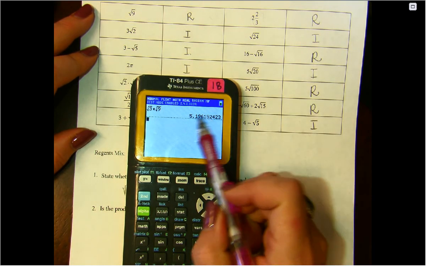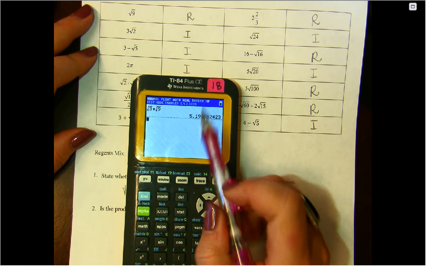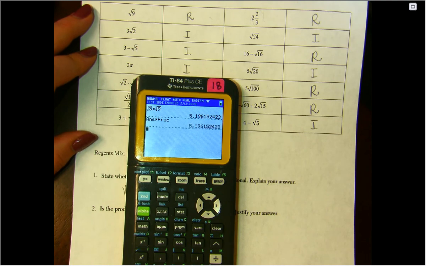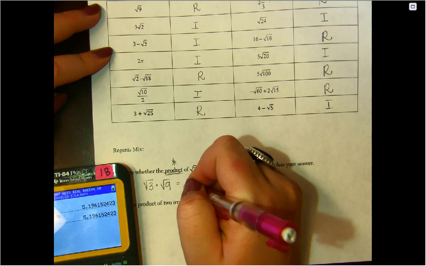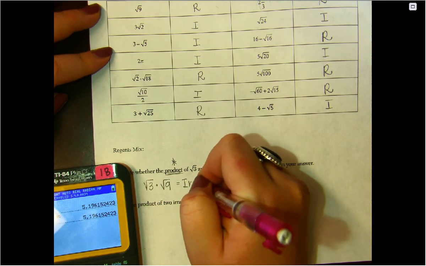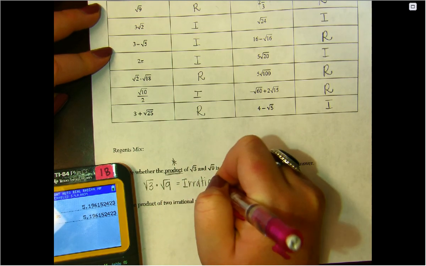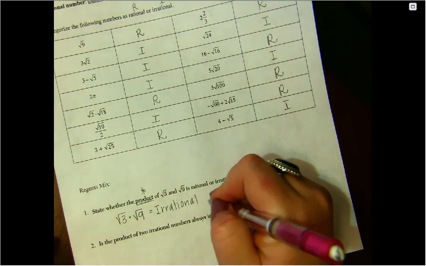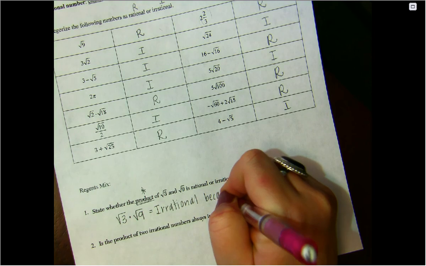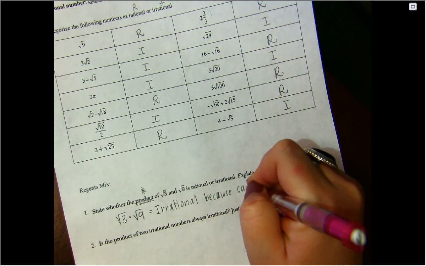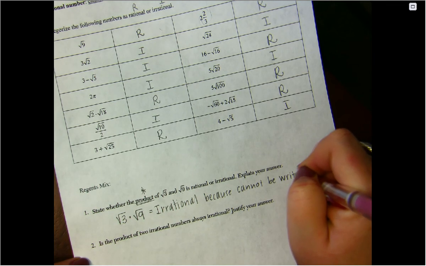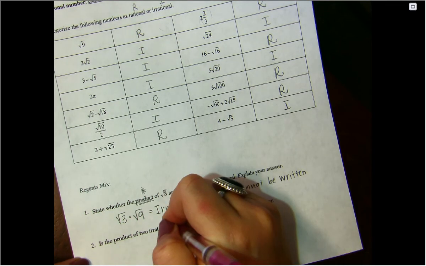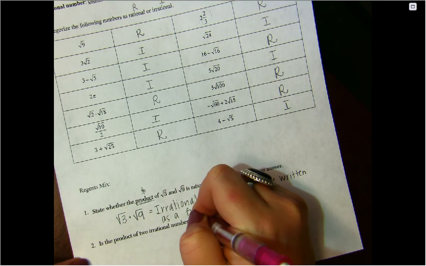This gives us something that's non-repeating, non-terminating. Let's see if I can turn it into a fraction. I cannot. So it is irrational. Okay. This is irrational because it cannot be written as a fraction.